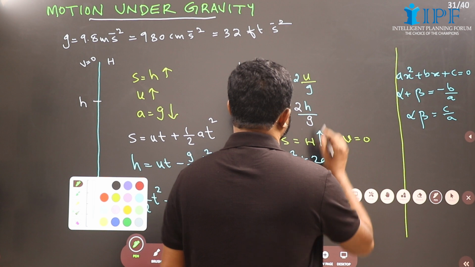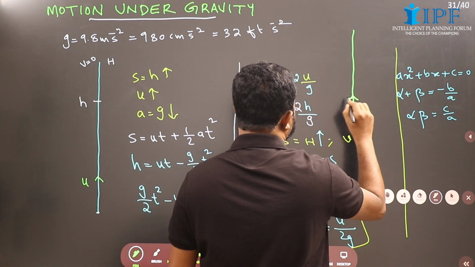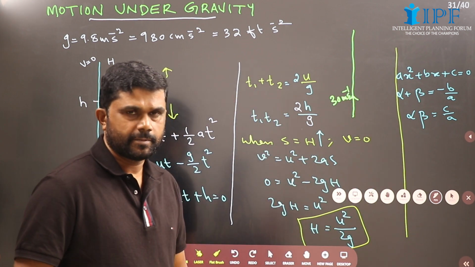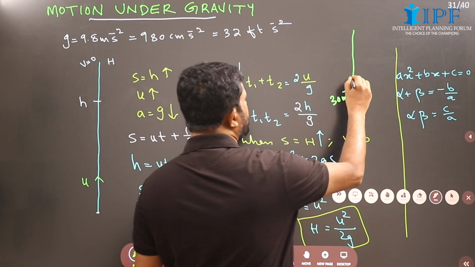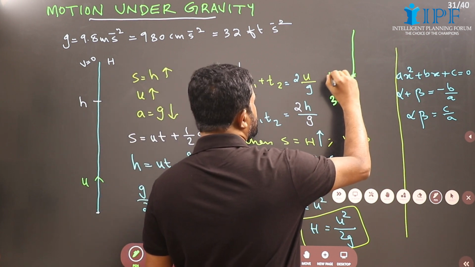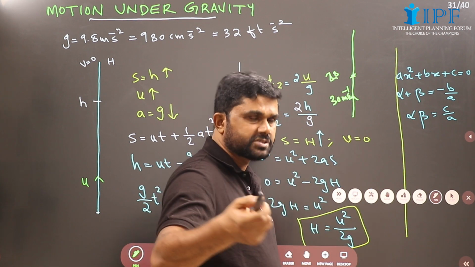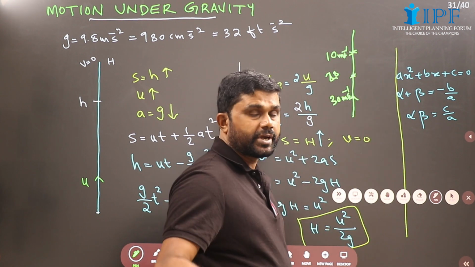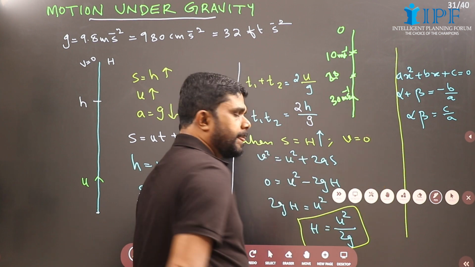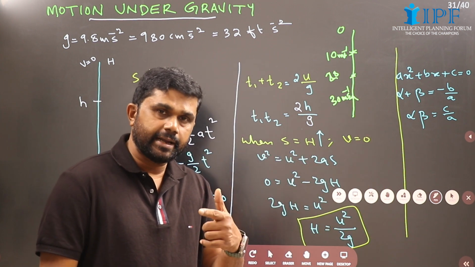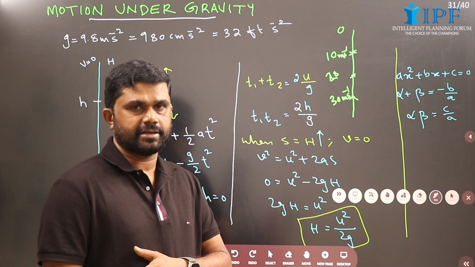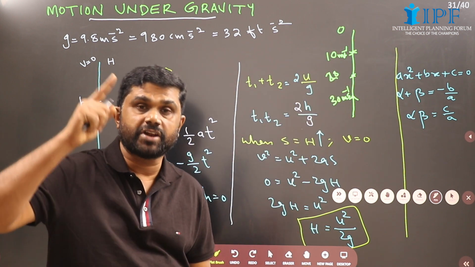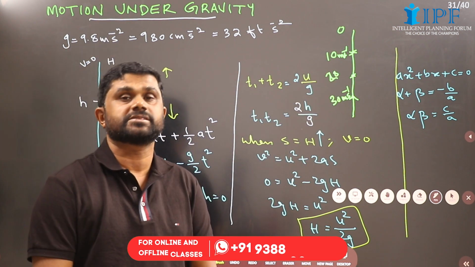Now suppose a body is projected with a velocity, say 30 meter second raised to minus 1, vertically upwards. After 1 second, its velocity will decrease by 10 and becomes 20 meter per second. After 1 more second, its velocity will again decrease by 10 and becomes 10 meter second raised minus 1. After 1 more second, its velocity will become 0. Means when a body is projected vertically up with an initial velocity 30 meter per second, after 3 seconds its velocity becomes 0 and it reaches the maximum height.